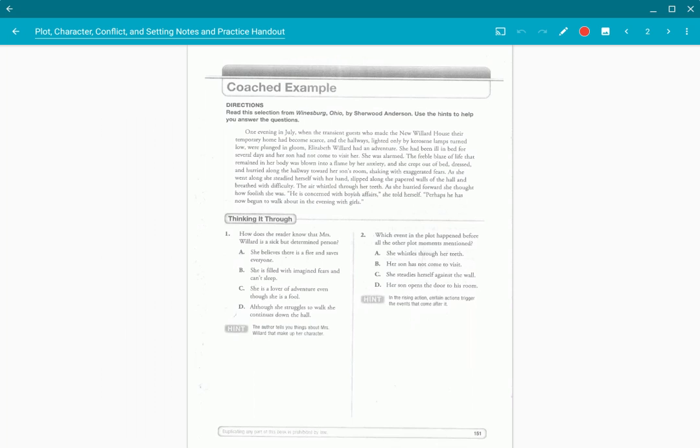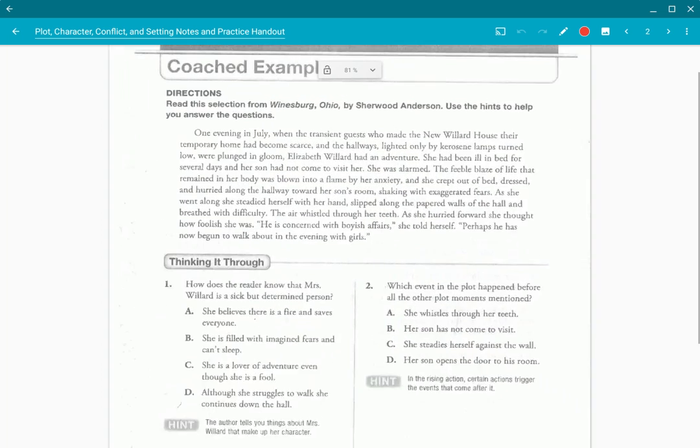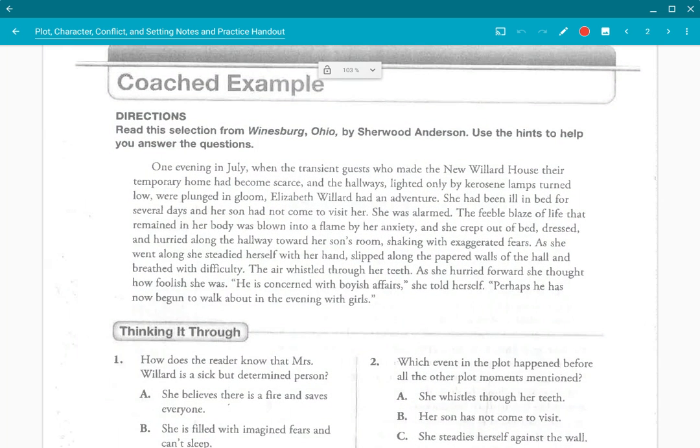Okay, you've unpaused the video now. You've answered the questions. Let's see how we did. Now, I love this passage here because it's kind of like a short story in and of itself, even though it's part of a larger story. So check out the language here first. I think the author does a great job of building tension. When the food becomes scarce, the house is emptying out, lighted only by kerosene lamps turned low, we're plunged into gloom. You've got spooky vibes here.